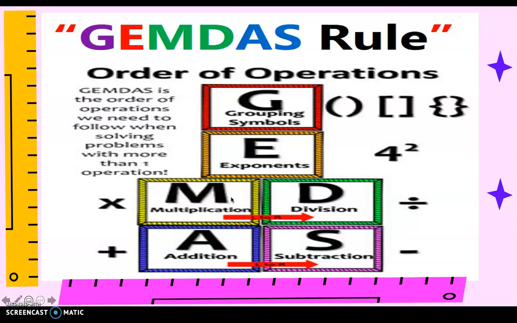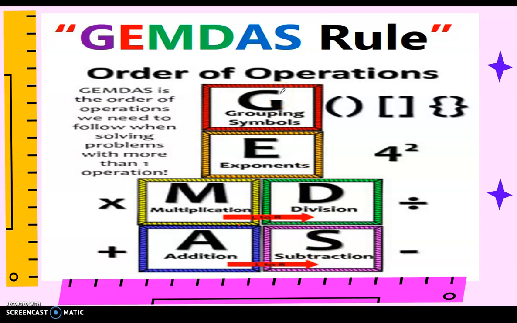So, the rule that we are going to follow, if there are more operations in one equation, we follow the GEMDAS rule. When you say GEMDAS, the G is grouping or grouping symbols, then E is for the exponent, M is for the multiplication, D is for division, then A is for addition, S is for subtraction.